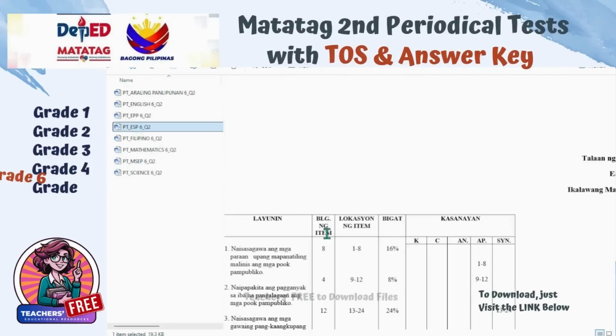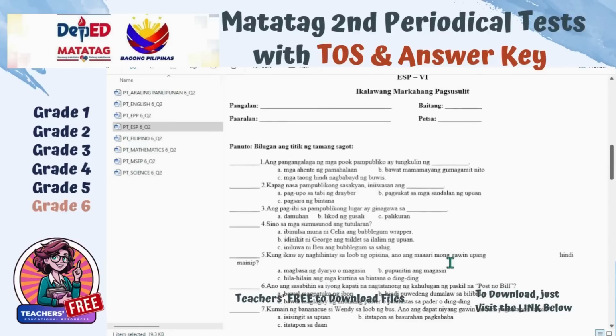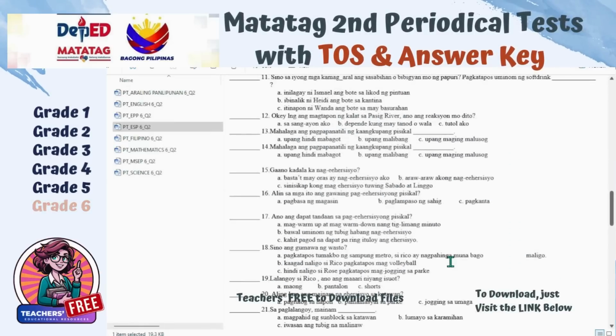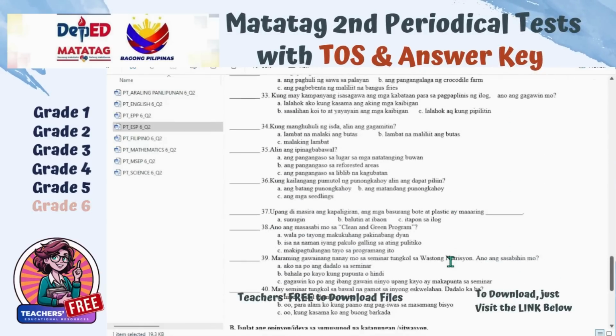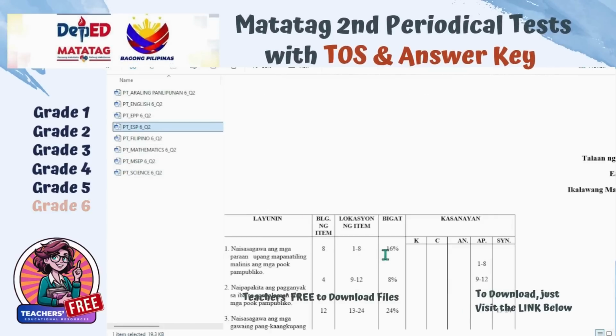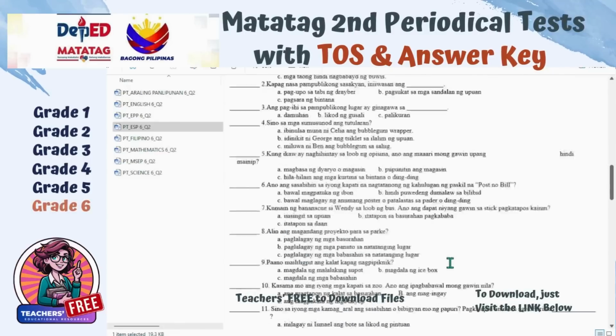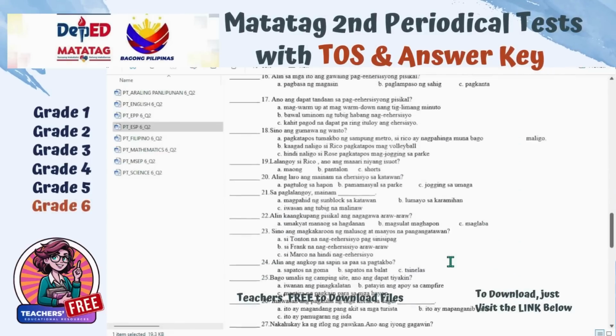We also have the ESP 6-second periodical test, which covers. First, you will need to describe how to keep public places clean and how to encourage others to do the same. Next, you'll demonstrate physical activities that contribute to personal well-being and practice responsible use of natural resources.